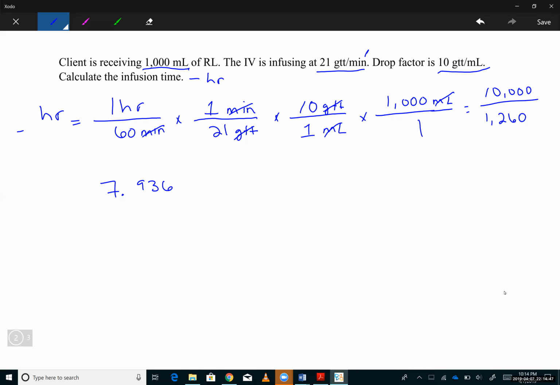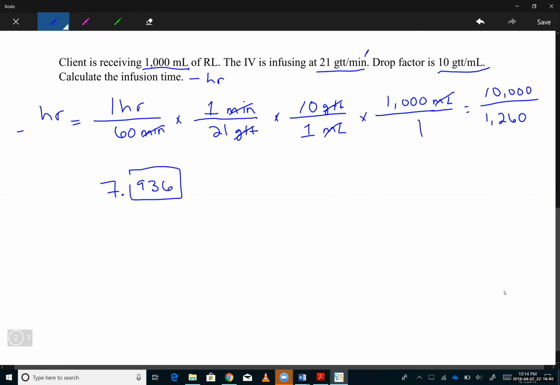So we need to take this part of the number and convert it into minutes. You want to round to the nearest hundredth. Because this is 5 or greater, we're going to take 0.94 and we are going to multiply it by 60 because there are 60 minutes in an hour. When we do that, we get 56.4. Because this is less than 5, we just keep this as 56. So our answer is 7 hours and 56 minutes.